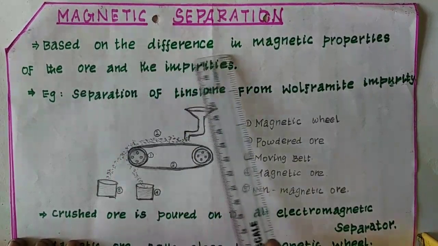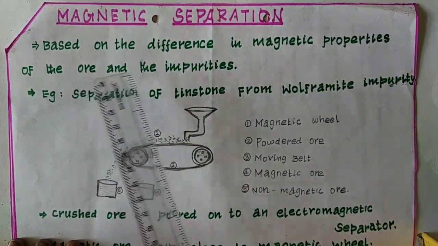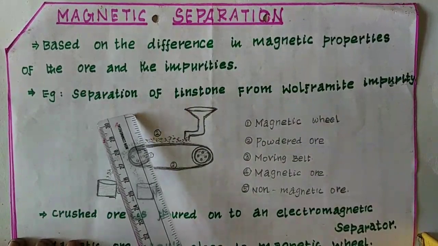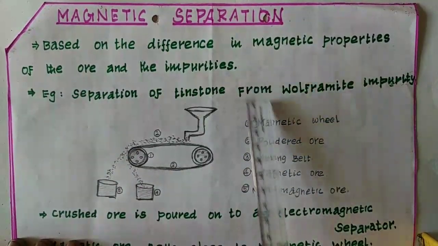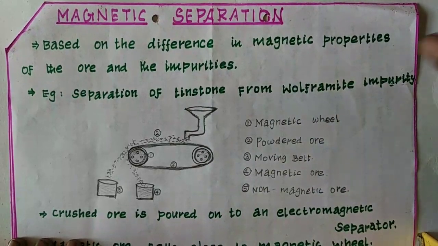So it is based on the difference in magnetic properties of the ore and the impurities. The example taken is the separation of tin stone from wolframite. Here tin stone is magnetic, whereas wolframite is non-magnetic.